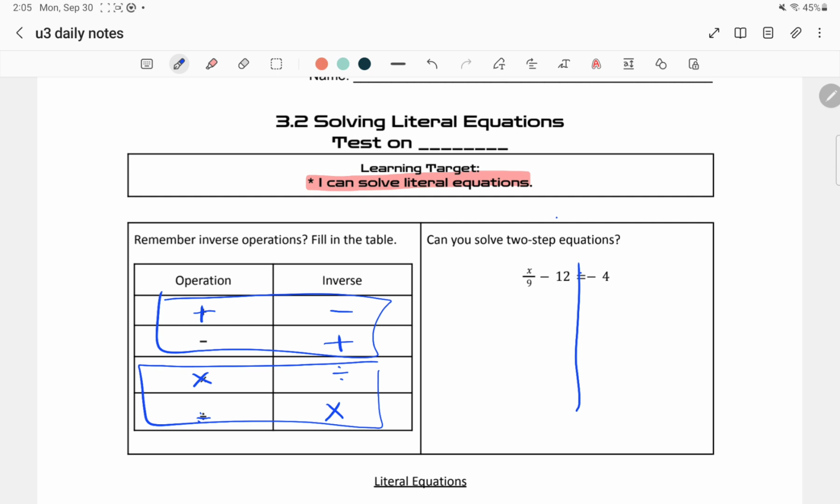So remember, solving two-step equations, I get rid of the constant term first. That is my minus 12. To undo a minus, I have to add, because that is the inverse of subtracting. Whatever I do to one side, I do to the other. So I have x over 9 equals 8. X right now is being divided by 9. So I'm going to do the inverse of dividing and multiply. My 9's cancel out and I'm left with x alone equals 72.